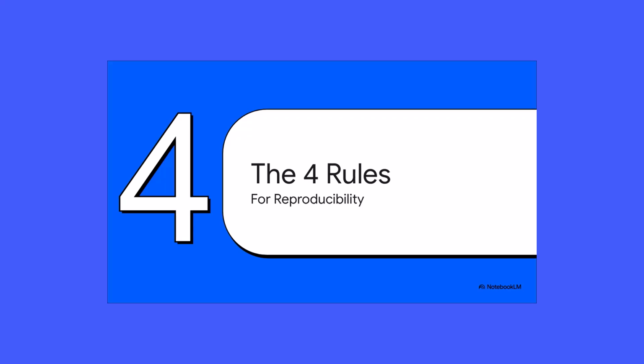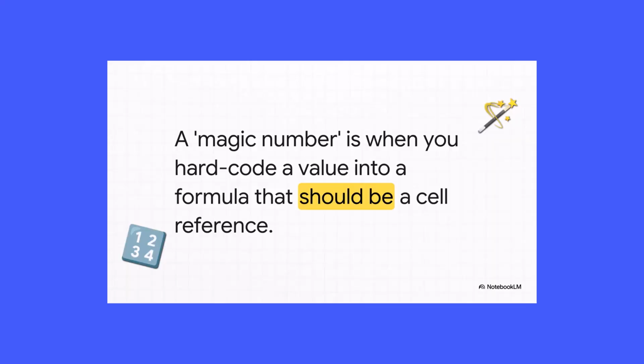All right, so you're sold. You want to be the hero, not the stressed out magician. So how do we actually do this? It's pretty straightforward, really. It boils down to just 4 key rules for reproducibility. Rule number 1, absolutely no magic numbers in your formulas.